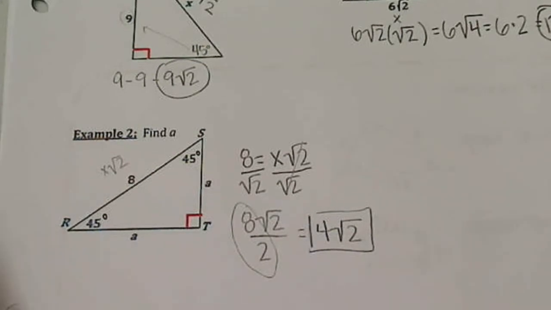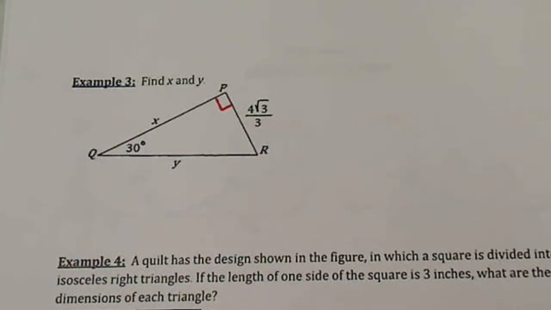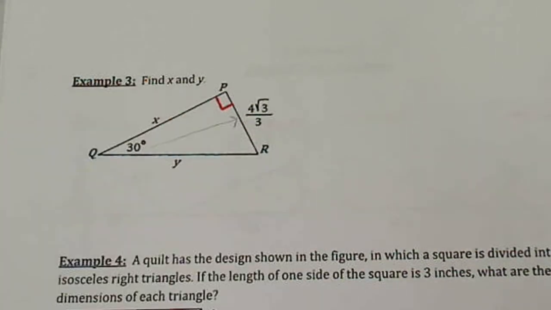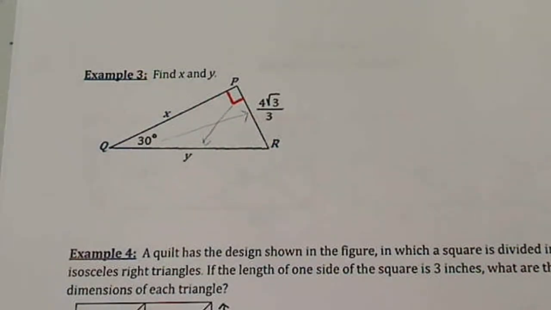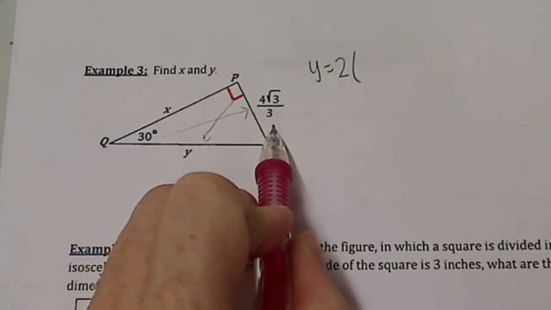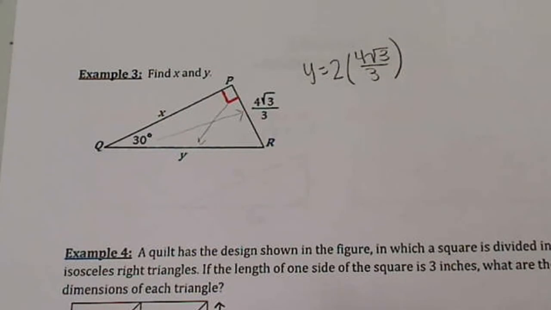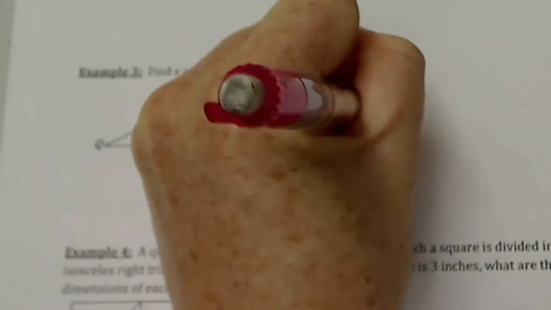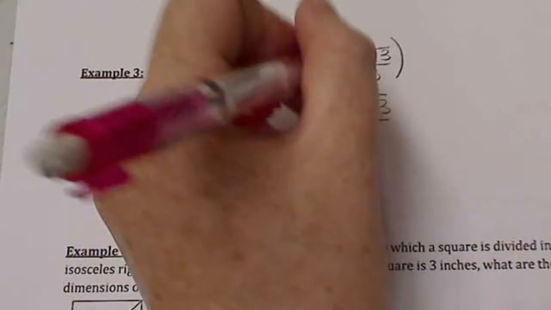Okay? Alright, let's try a 30, 60, 90 triangle. I want to find x and y. So remember, the side opposite the 30 degrees is x. So 4 roots of 3 over 3. And this side over here is twice as long. Okay, so let's solve for the y first. Y is twice as long as the side opposite my 30. So 4 roots of 3 over 3. Okay, let's multiply that out. We get 8 roots of 3 over 3. Can I simplify 8 over 3? Nope. So that's my answer for y.